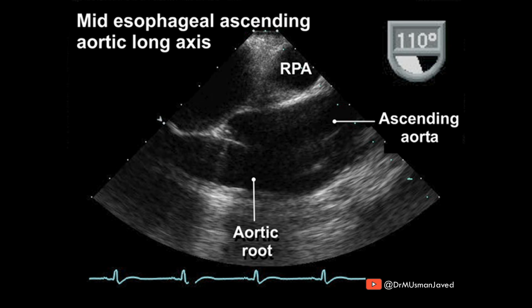Now, upper esophageal views can be obtained, if needed, by withdrawing a probe to 20 to 25 centimeters from the incisor teeth to assess aortic arch in long and short axis.